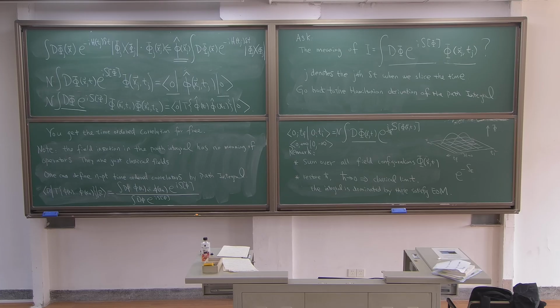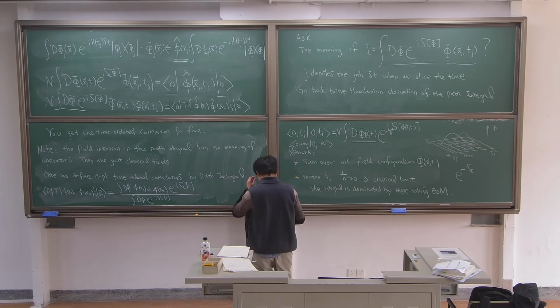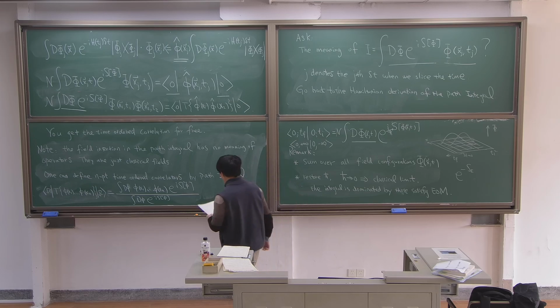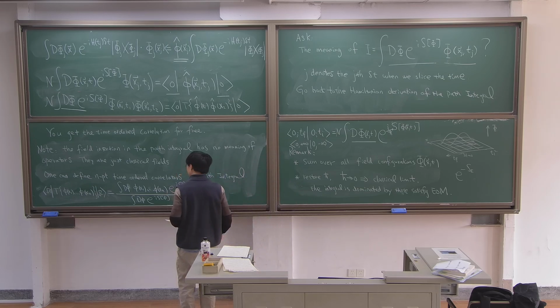But that's just a normalization. The most interesting thing is the insertion. So this is the natural construction of the n-point function inside the path integral. This is with normalization.